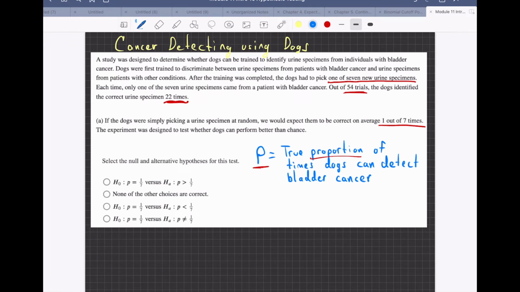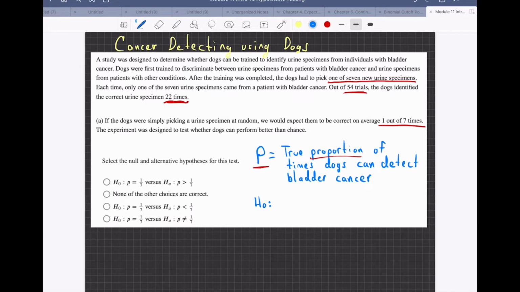Here, again, we always have two hypotheses. H null, H alternative. H null first is always here. Remember this. H null always has the parameter, in this case P, the proportion from the population, equal to something. In the null hypothesis, we need to have the parameter, in this case P, the proportion, equal to something.